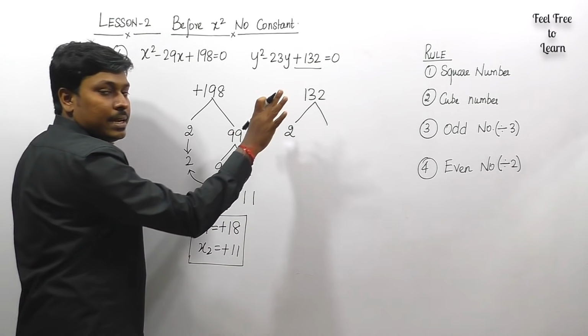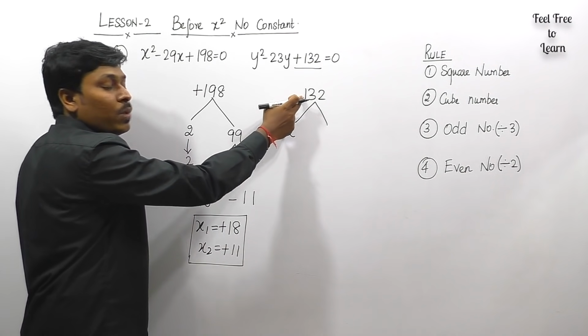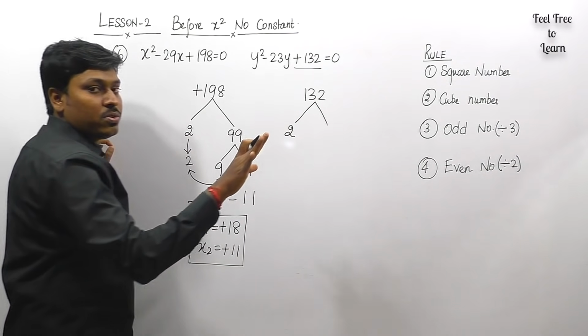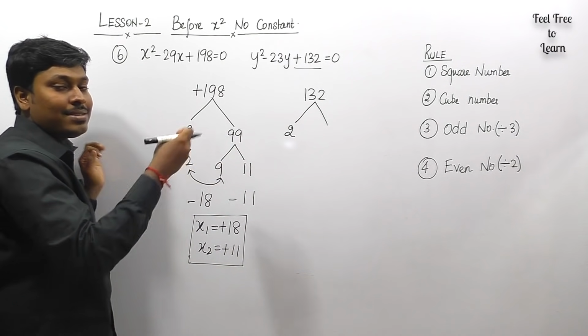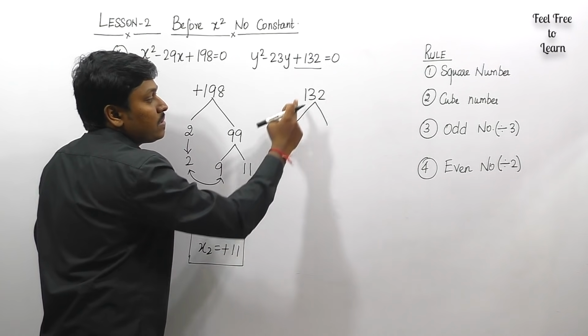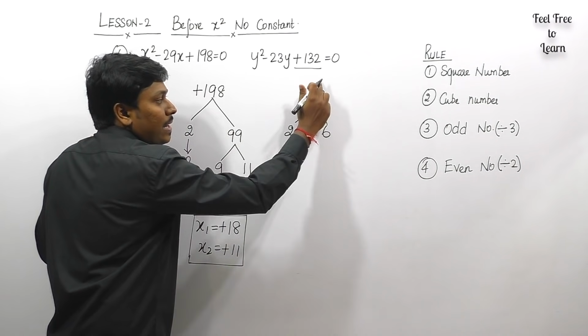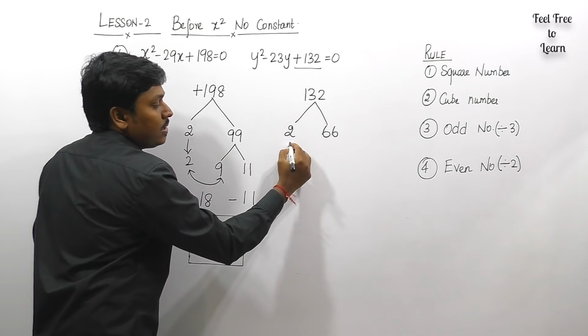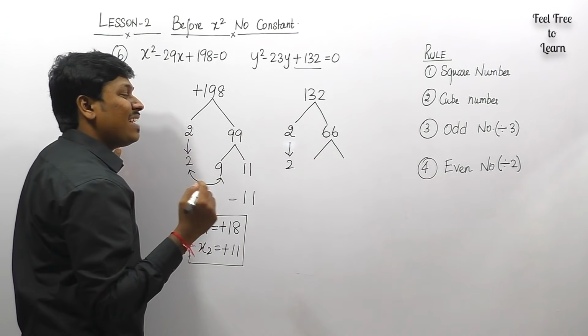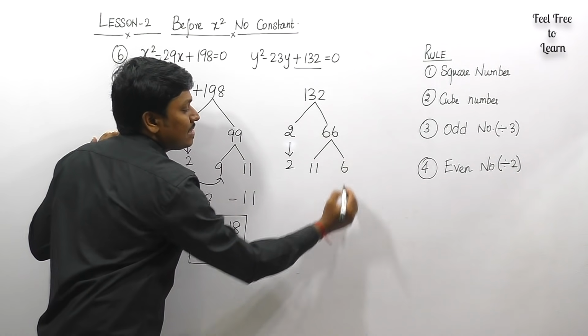If it is a square number, for example if it is 144, we need to write this as 12 into 12. That's it. If it's a cube number, write as 8 into 8 into 8. So 132 is an even number, divide by 2. So this can be written as 6 into 2 will be 12. Again 6 into 2 will be 12. So bring this 2 to the denominator. So this 66 can be written as 11 into 6, because 11 into 6 will be 66.